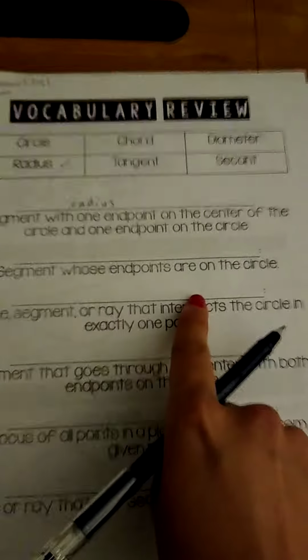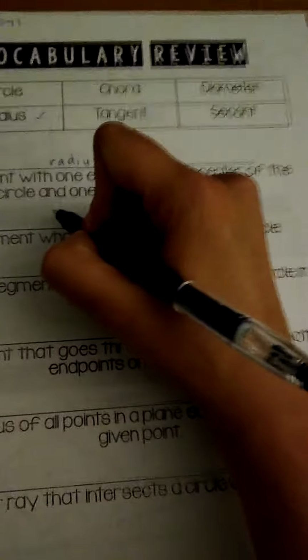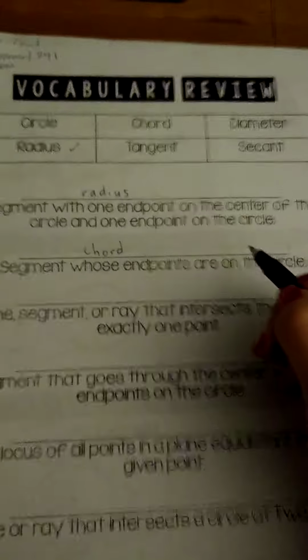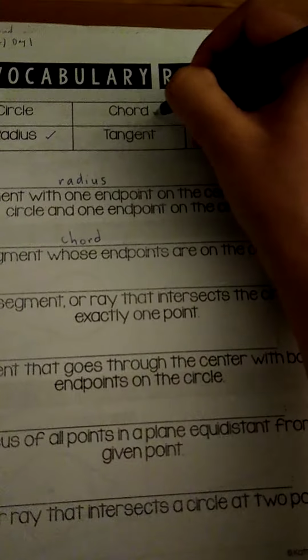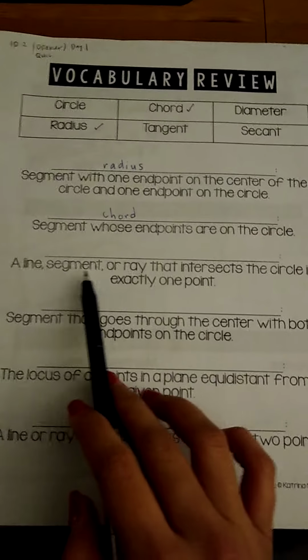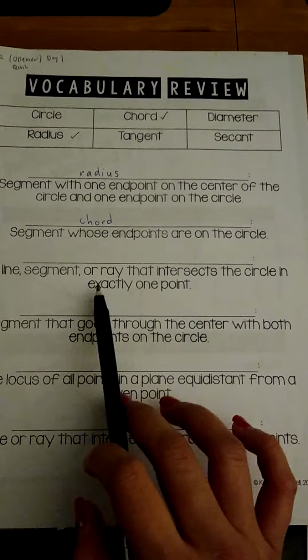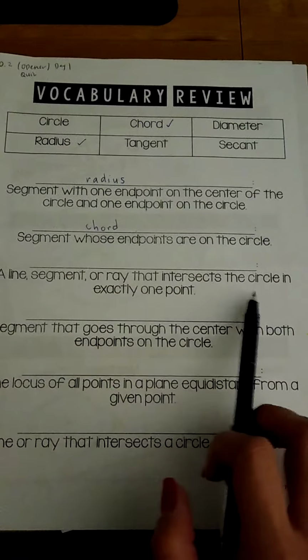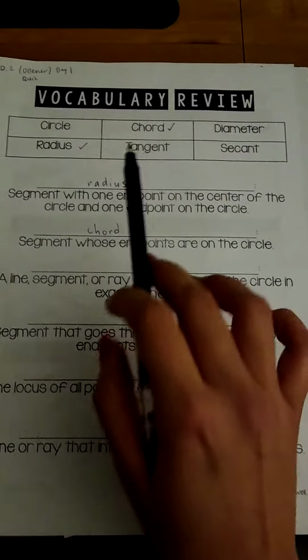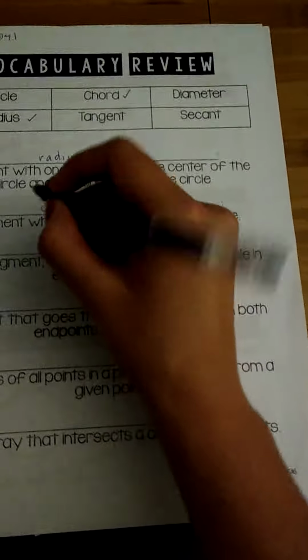Okay, the second one is a segment whose endpoints are on the circle. So that would make it the chord. And then I'm going to cross these off so that I know I'm looking at the other words. For the third one, we have a line, segment, or ray that intersects the circle in exactly one point. Anytime that it says it's intersecting the circle in only one point, you know that it's talking about the tangent.